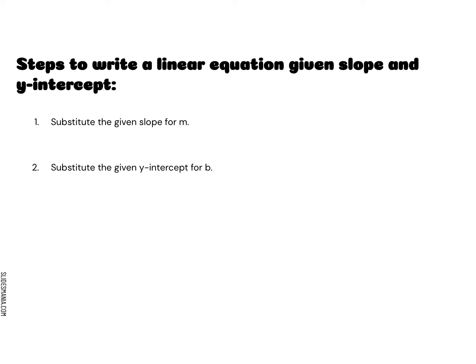So if we want to write a linear equation given slope and y-intercept, here's what we'll do. The first thing we'll do is substitute the slope that we're given for m and substitute the y-intercept for b, and then we'll write our equation. Here's an example. Let's say our slope, our m, is 1/3. Our y-intercept is 17. Well, then our equation would be y equals 1/3 x plus 17. We're substituting into y equals mx plus b, right?